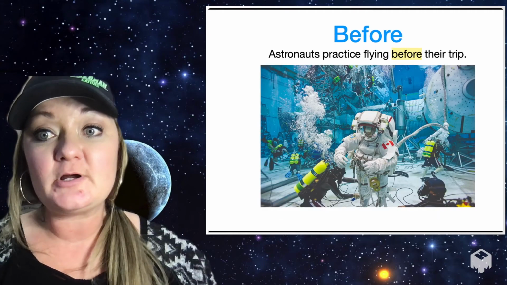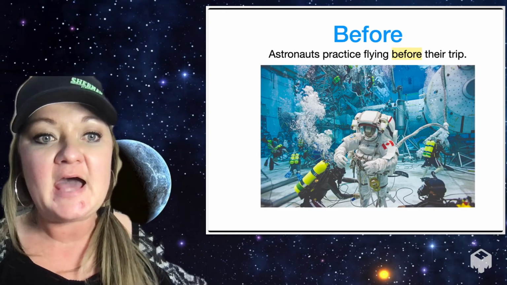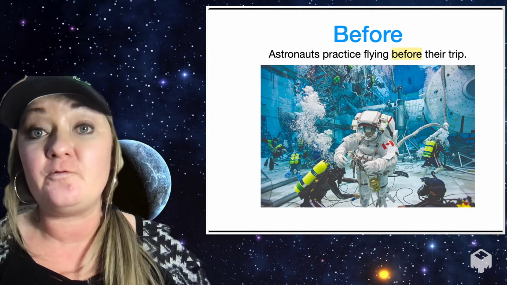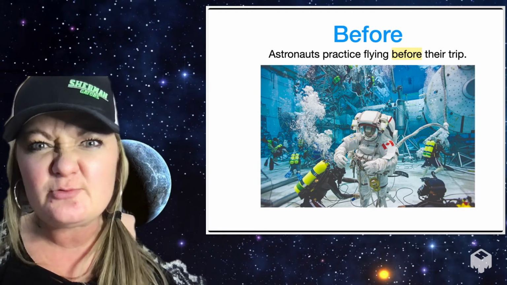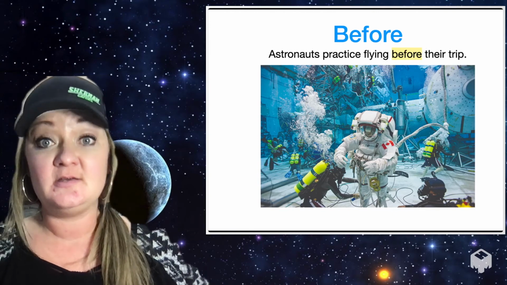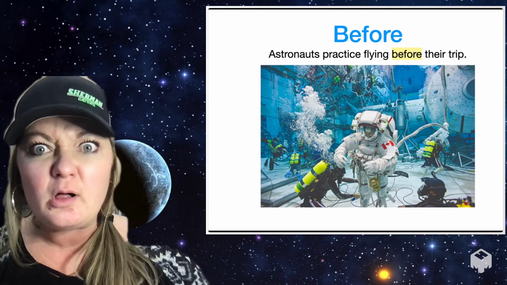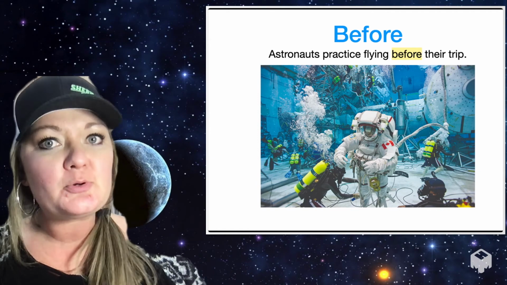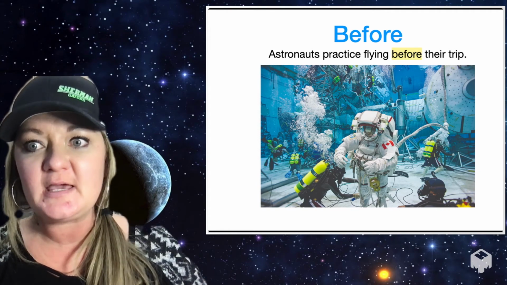And our final word is before. Astronauts practice flying before their trip. Take a really close look at this picture. This astronaut is not in space. This astronaut is in a pool. They must practice in the pool before they go to space.